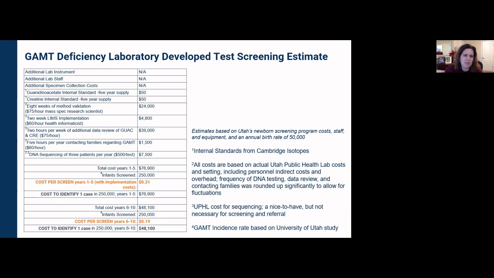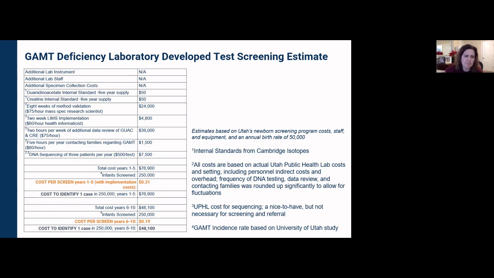And as you can see, we get down to a total cost of $76,000 for years 1 through 5, with 250,000 infants screened. So that's 31 cents an infant, or $76,900 to identify that one infant. Now, of course, all these numbers change. If you're screening 500,000 infants, it would be lower than 31 cents, or higher if it were less.